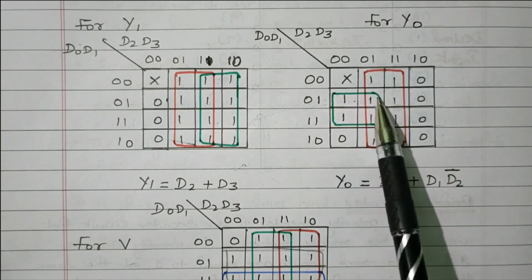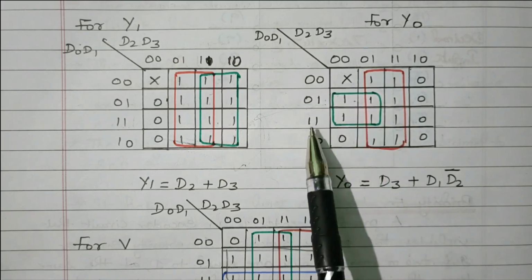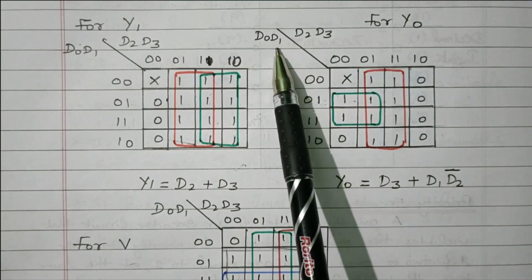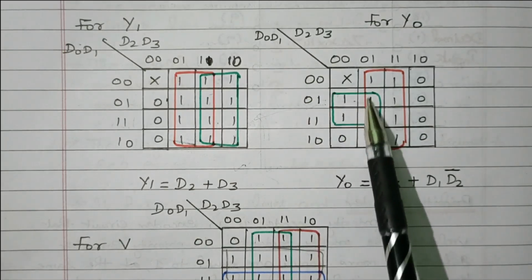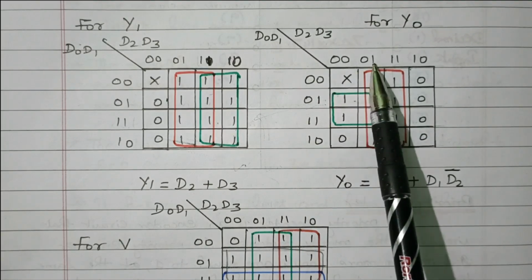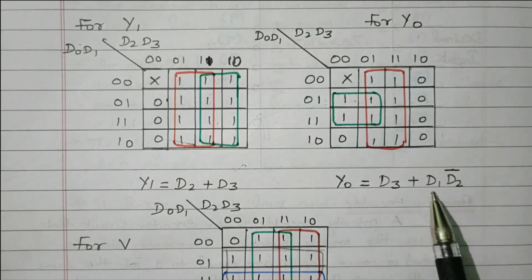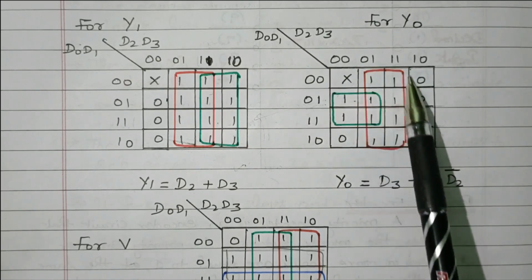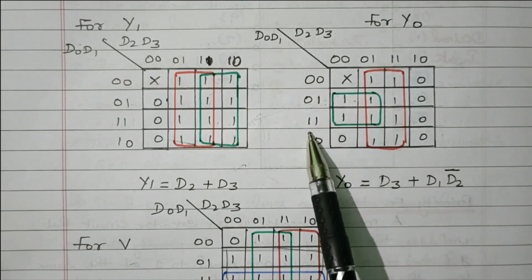Right. While grouping these 4 cells, we have to refer to the corresponding second row and third row. 0, 1, 1, 1. This 0 and 1 will be cancelled. Only this 1 will be available. This 1 means D1. This D1 is there. We have to refer to the corresponding first column and second column. 0, 0, 0, 1. This 0 and 1 will be cancelled. Only this 0 will be there. 0 means D2 dash. Right? D1 D2 dash is the grouping of these 4 cells. While grouping these 8 cells, these corresponding rows will be cancelled. 0, 0 cancelled by 1, 1.